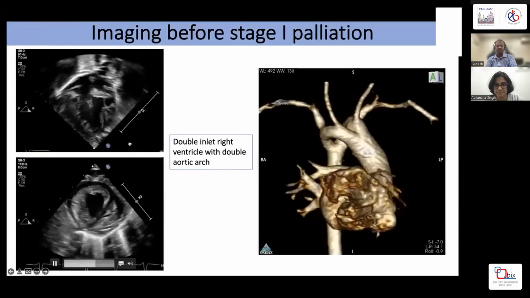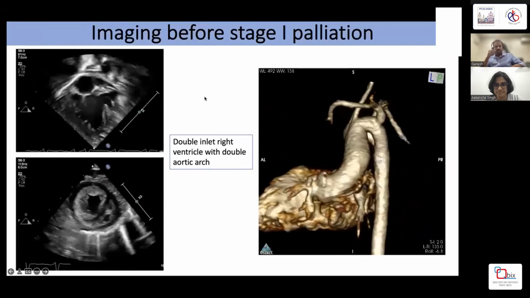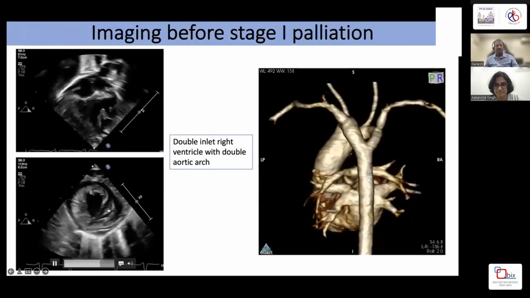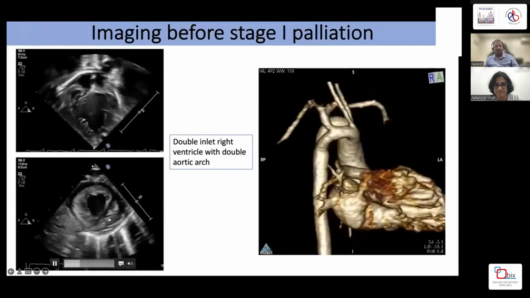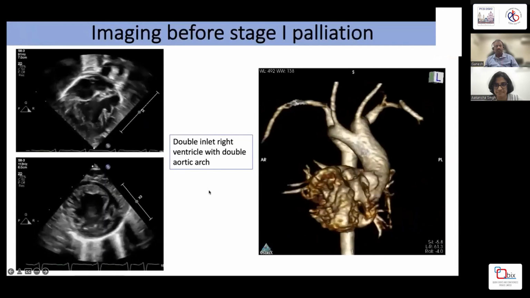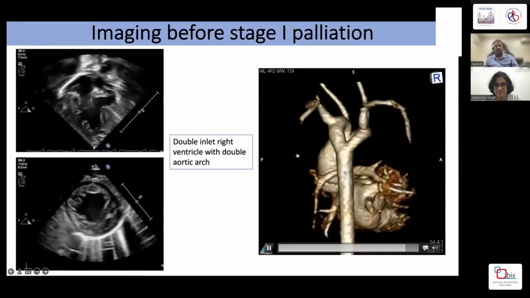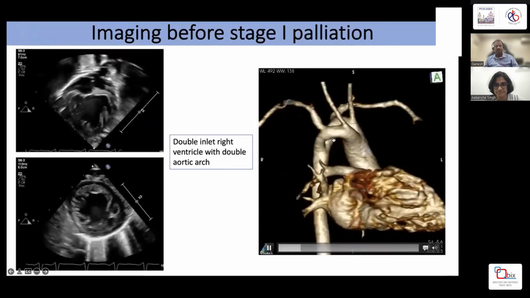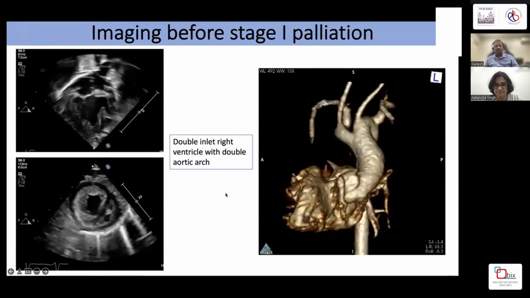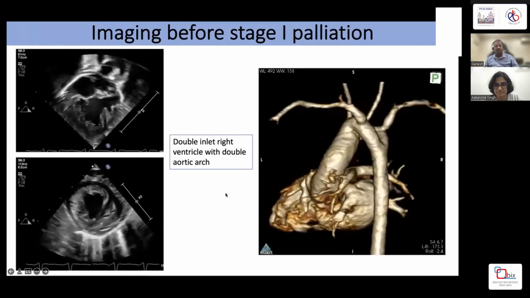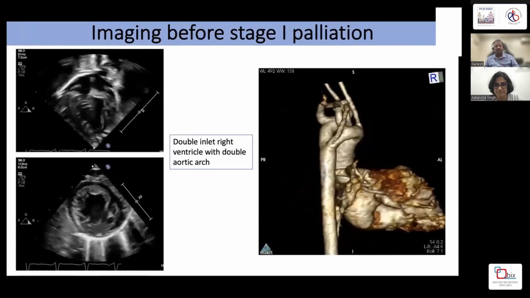So this is a patient with very rare anatomy of double inlet right ventricle. You can see in the short axis, the posterior ventricle is hypoplastic. The echocardiogram showed unusual arch anatomy, and hence we did a CT angiogram, which confirmed a rare association of double aortic arch in the setting of double inlet right ventricle.